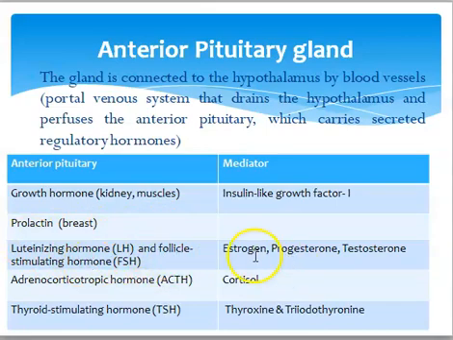These ones, of course, can stimulate estrogen, progesterone, and testosterone in men. We have the adrenocorticotropic hormone, which stimulates the release of what? Cortisol, so mostly in stress. We also have the thyroid stimulating hormone, which stimulates the release of thyroxine or triiodothyronine. Now, this is what we call T4 and T3.